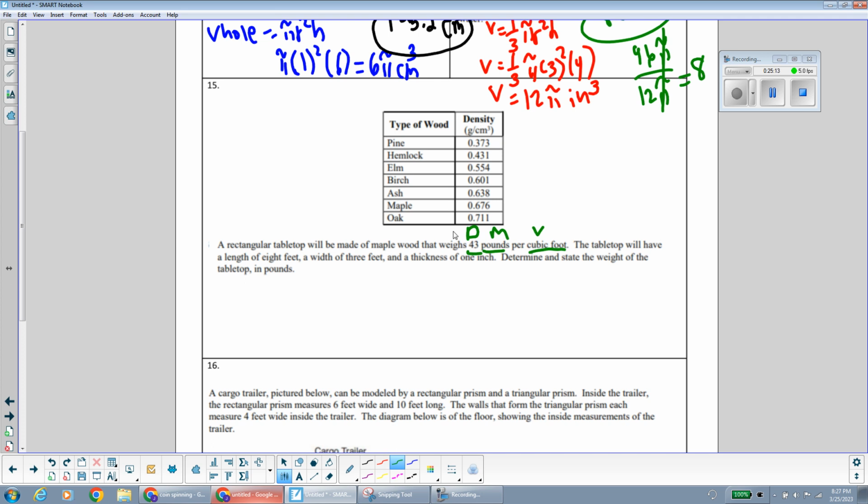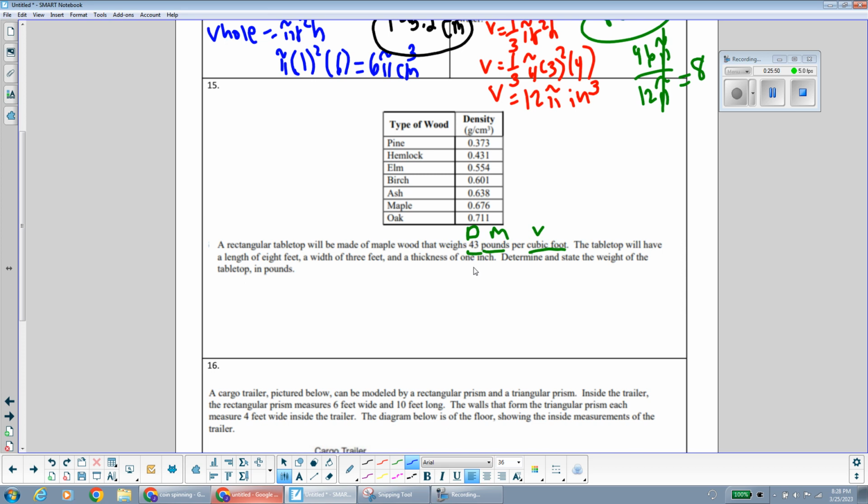So it says that the tabletop will have a length of 8 feet, a width of 3 feet, and a thickness of 1 inch. Oh, that is some different units going on. Feet, feet, inch. So we should put this all in the same units in order to figure out what the volume is for our density formula. So I have two of them in feet. This is not going to convert well to feet. Okay, I guess it doesn't matter.